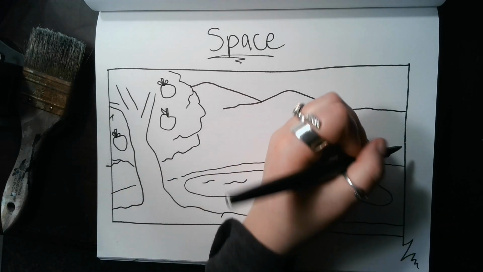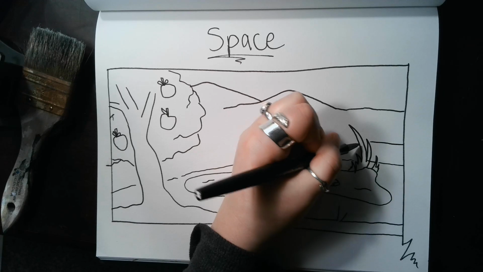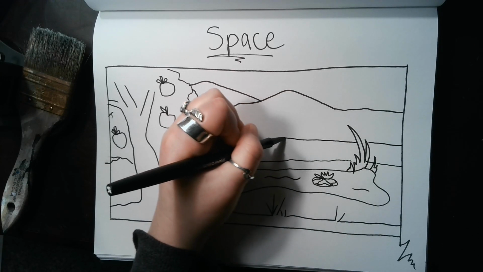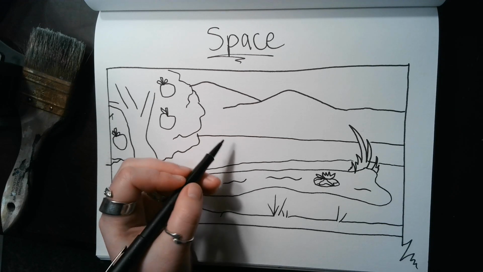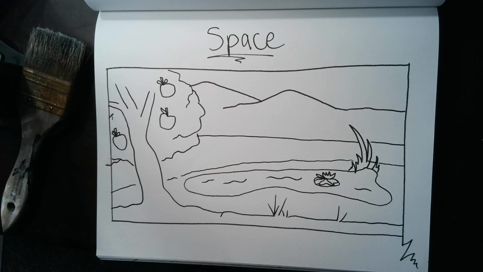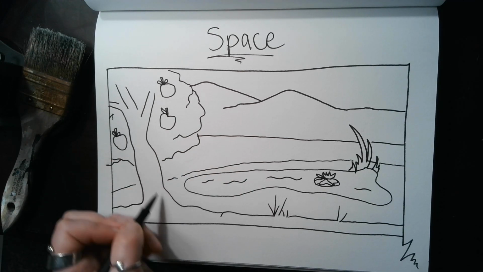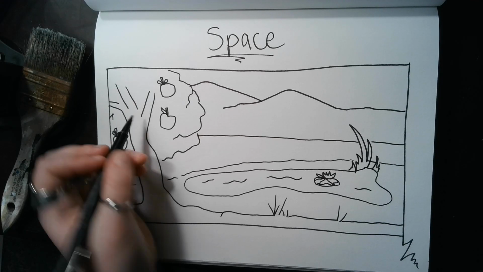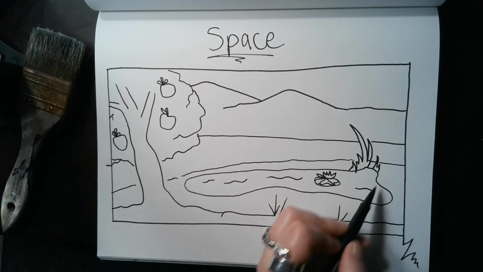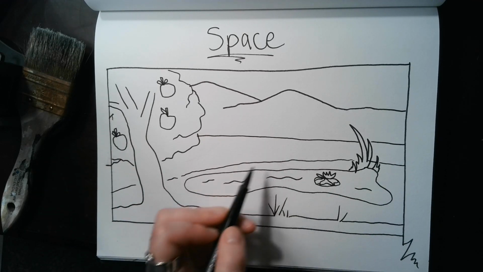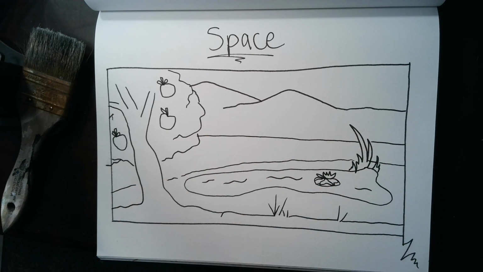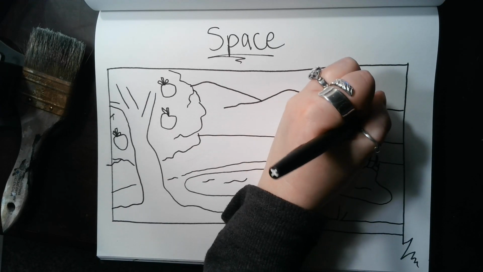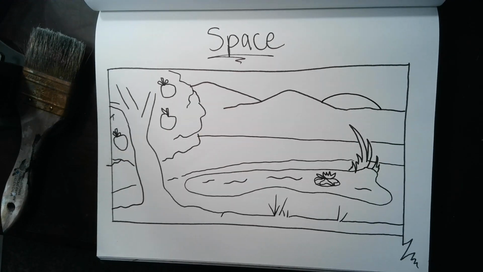If I wanted to divide up those mountains further, I could just make a straight line. Now we see that there's a lot of flat space between here and my pond. So we've got our tree in the foreground, we've got our pond and our plains in the middle ground, and our mountains in the background. And if you wanted to take it a step further, we could even add a sunset.